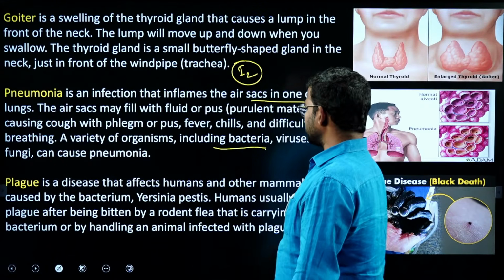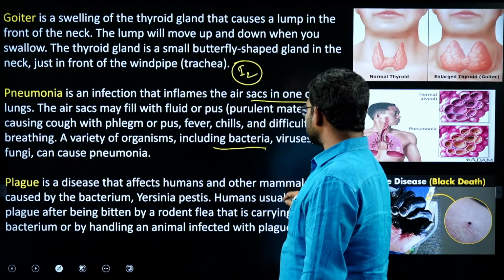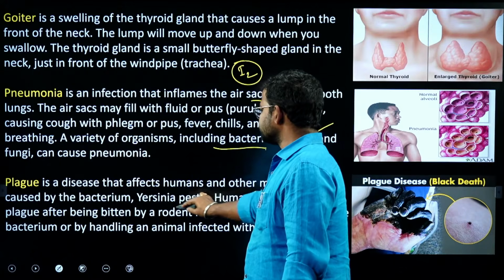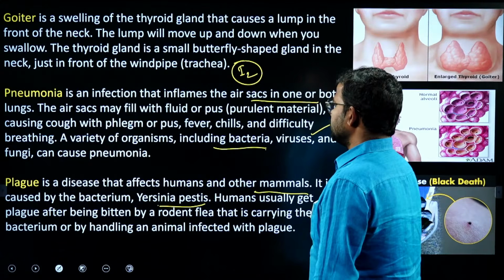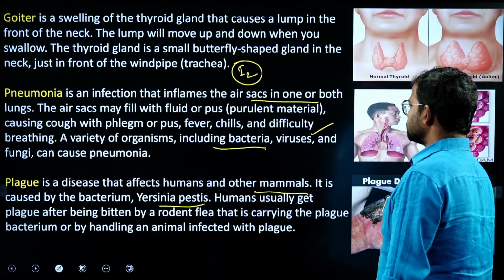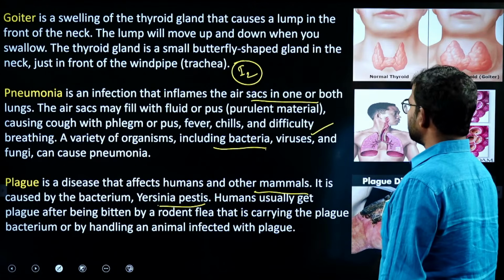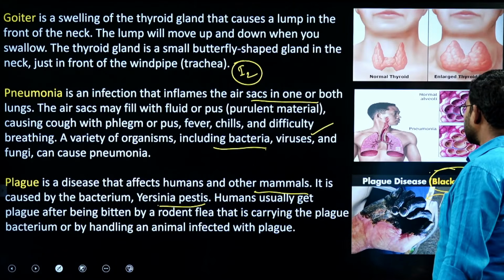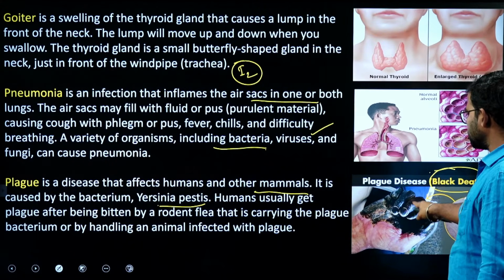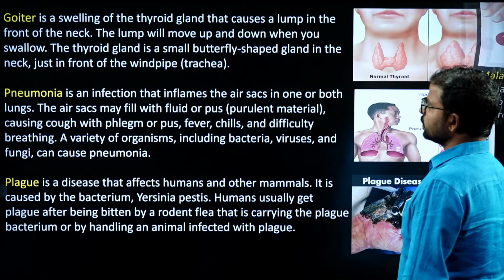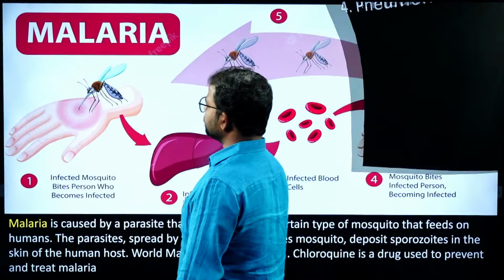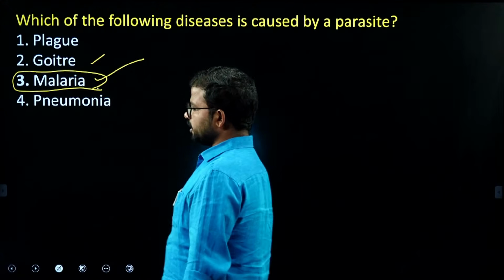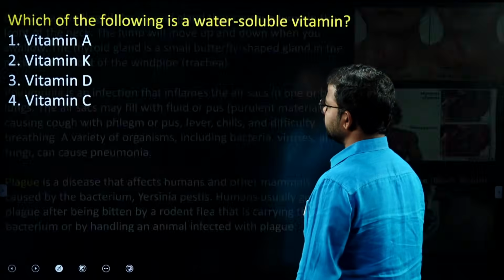What about plague? Plague is caused by a bacterium, Yersinia pestis. This is the major cause of plague. Plague is also known as black death. Here you can observe that. So finally, the answer is option 3 only, malaria.